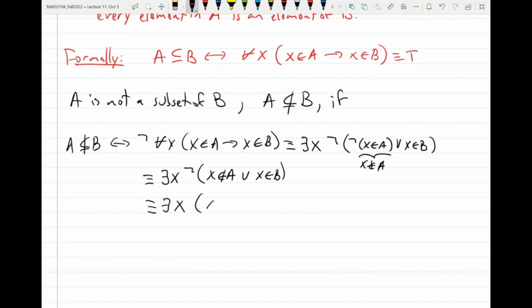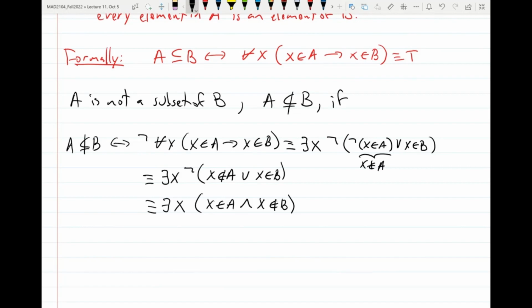So what is this? x is in A and x is not in B, right? That's De Morgan's law. So what does it mean for a set to not be a subset of another one? It means that there is an element of A that is not an element of B. So A has something that B doesn't. So A is not inside of B.